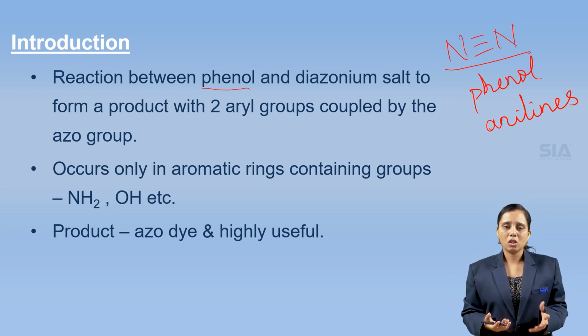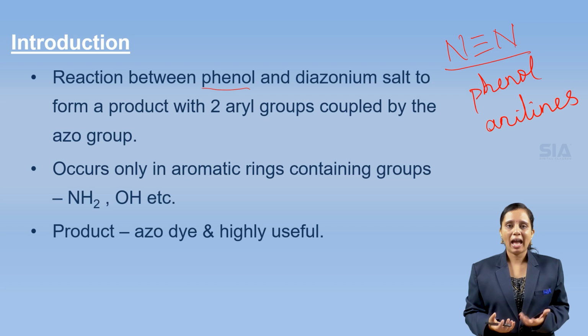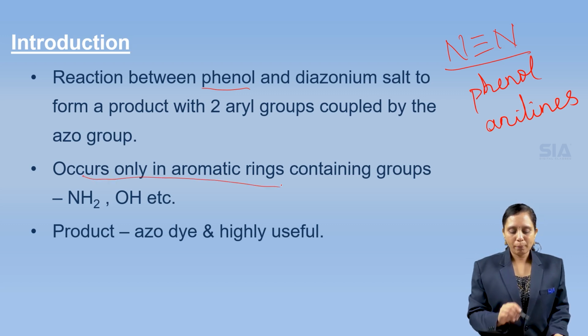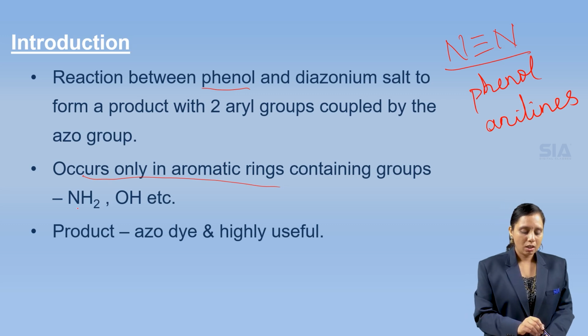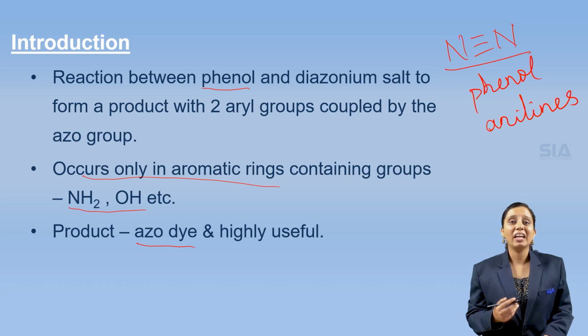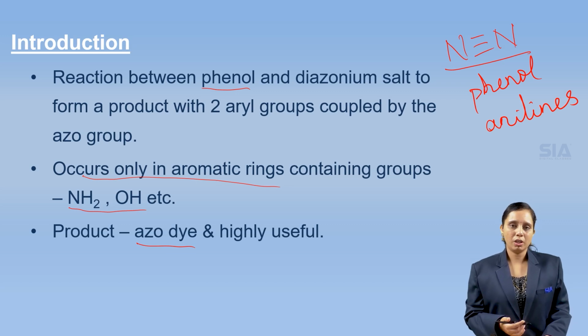There are other aromatic compounds which are also active. This occurs only in aromatic rings, especially compounds with an aniline NH2 group or OH group present on them. The product formed is also called an azo dye, which is highly useful on a commercial scale.